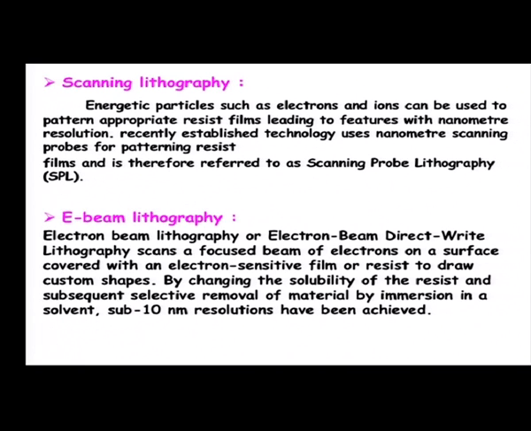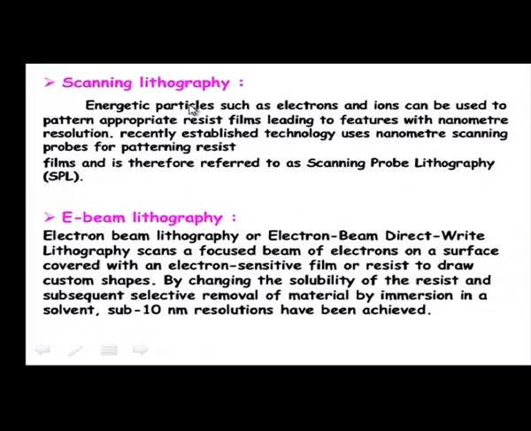Another important thing is scanning lithography. In the last slide we saw photolithography, and in this slide we are going to discuss scanning lithography. So, what is the difference between photolithography and scanning lithography? In scanning lithography, energetic particles such as electrons and ions can be used to pattern appropriate resist films, leading to features with nanometer resolution. A recently established technology uses nanometer scanning probes for patterning resist films, and it is therefore referred to as scanning probe lithography. The abbreviation for scanning probe lithography is SPL, and scanning lithography uses high energetic particles such as electrons and ions to pattern the appropriate figure.